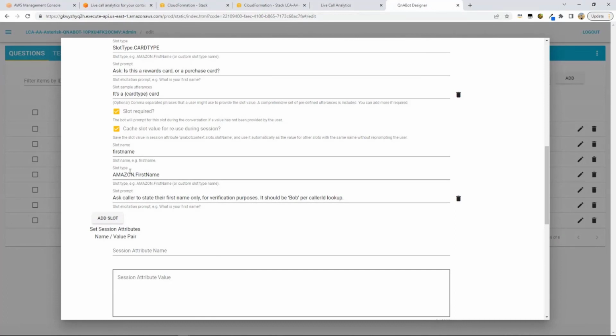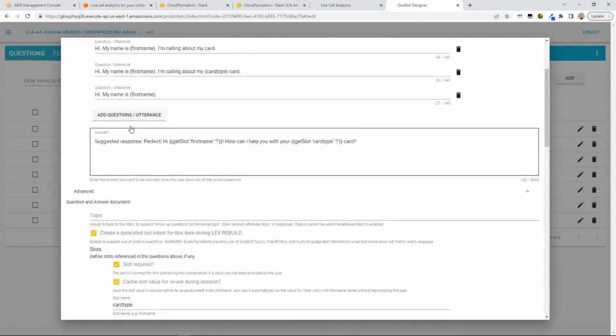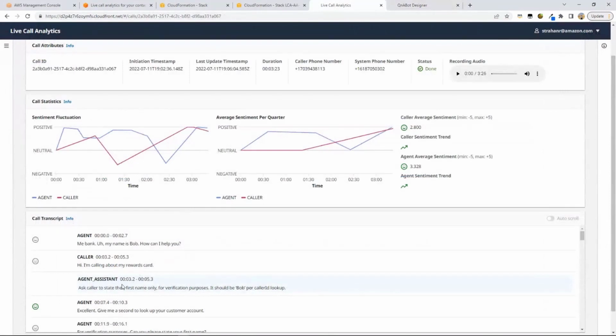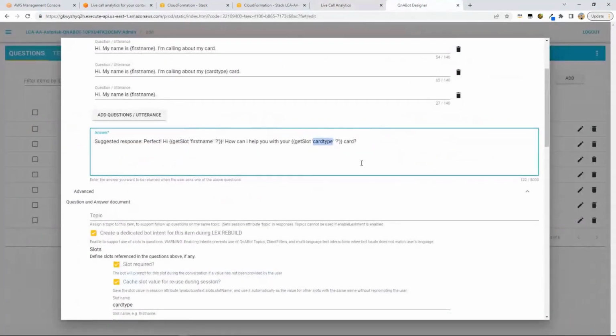Once I mentioned that my first name is Bob, the system now has a value for the first name slot as well as the card type slot, and it's now able to come back with the second agent assist message we saw, which was, suggested response, perfect hi, Bob. It substitutes the first name slot into the message. How can I help you with your rewards card? If I go back and look at the transcript, you can see that's exactly what it says. Perfect, hi Bob, how can I help you with your rewards card? Okay, so hopefully that makes sense.